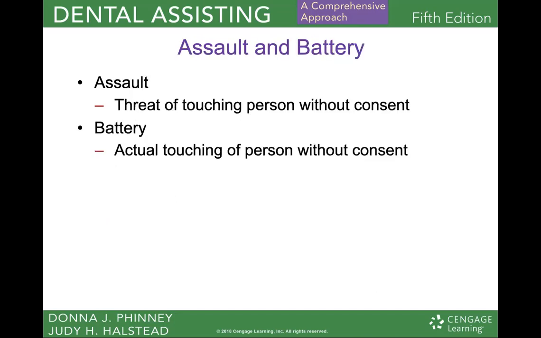The basis of the tort of assault and battery is a threat of unprivileged touching of one person by another without consent. So assault is a threat of touching a person without consent. If there is a pediatric patient, for example, in the chair who is being unruly, and the dentist or the dental assistant threatens to strap them down, or threatens to hit them, that would be assault, because they're merely threatening to touch them without consent.